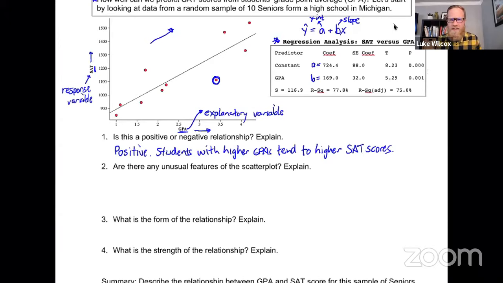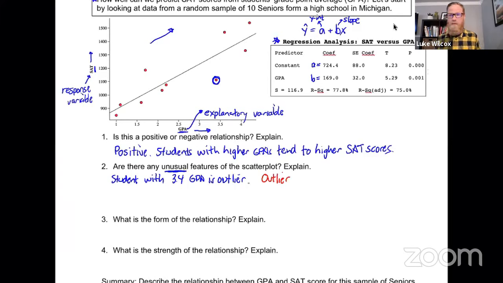Does it fit the trend of the data? Does it not? How far away from the line of best fit is it? But I'm going to call that an outlier. So I'm going to say that the student with a 3.4 GPA is an outlier. Now, in terms of this idea of unusual features, there's really a couple of vocabulary terms that you have to know, things that you could be looking for. The first of which is the one that I've already mentioned, which is an outlier.